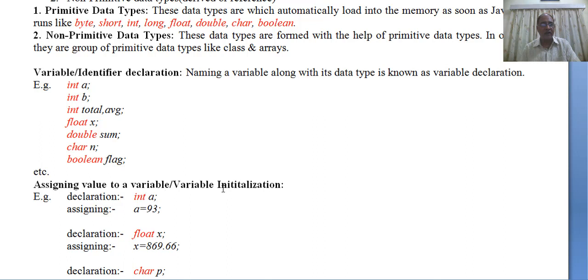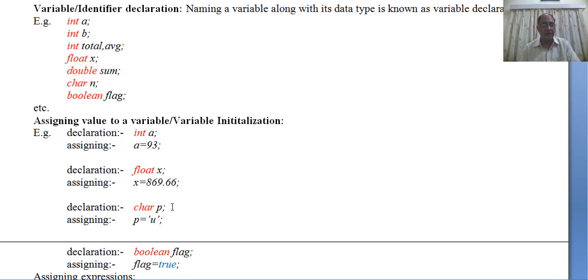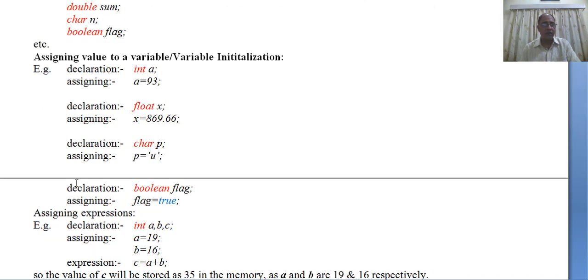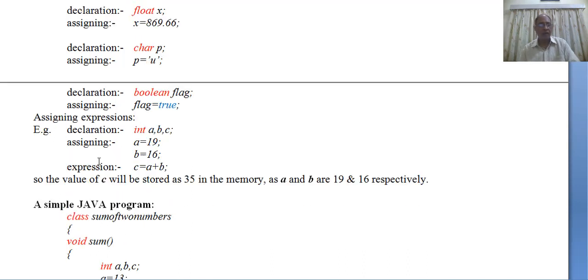Assigning value to the variable, or variable initialization. Declaration int a, then assigning a is equal to 93. Then declaration float x, x is equal to 869.66. Then declaration character p, then p is equal to 'u', this is the assignment. 'u' is in single quotes. Declaration boolean flag, flag is equal to true. This is either true or false. So we can directly write true or false in the flag variable, which is of boolean data type.